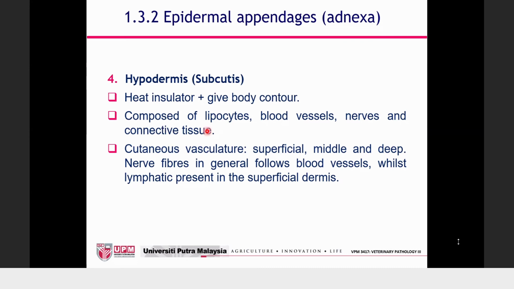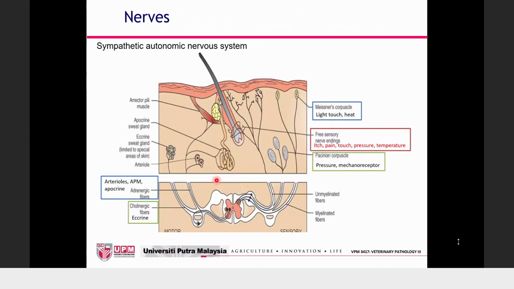There are also blood vessels, nerves, and connective tissue. The cutaneous vasculature consists of the superficial, middle, and deep, and nerve fibers in general follow blood vessels, while the lymphatics are present in the superficial part of the dermis. So remember, one of the functions of skin is also as a tactile or sensory organ. Definitely when you talk about a sensory organ, there should be nerves, innervation in the skin. And these nerves are usually governed by the sympathetic autonomic nervous system.